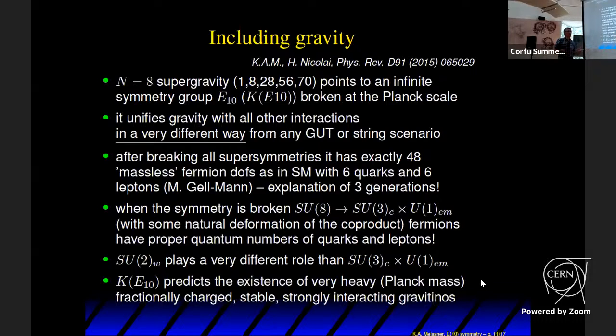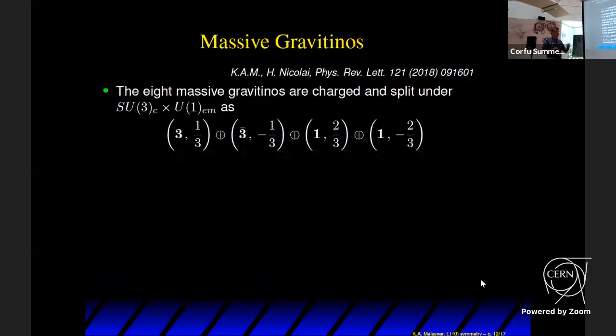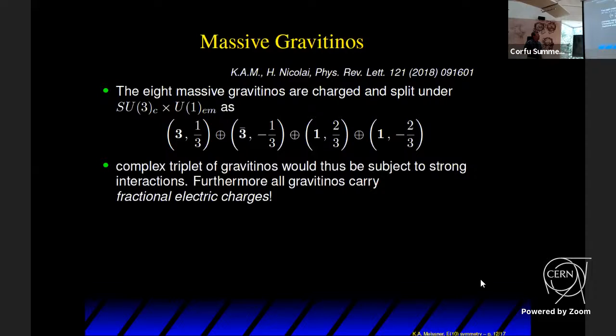and strongly interacting gravitinos. And now I come to gravitinos, because they are Planck mass, so one would say there is no chance of seeing them, but actually there is, and that's what I want to talk about. The 8 massive gravitinos are charged and split under SU3 color. We have a triplet, anti-triplet, and 2 scalars, and 1/3 is the electromagnetic charge. So they are subject to strong interactions, so in a sense they can combine with, for example, D bar, making a quote unquote meson out of it.